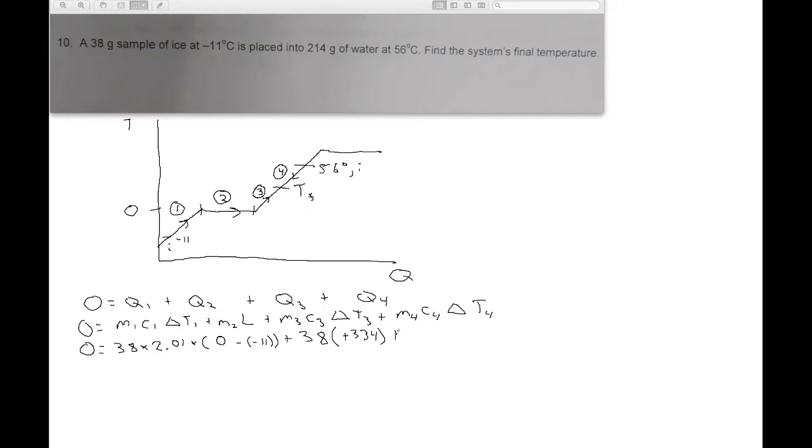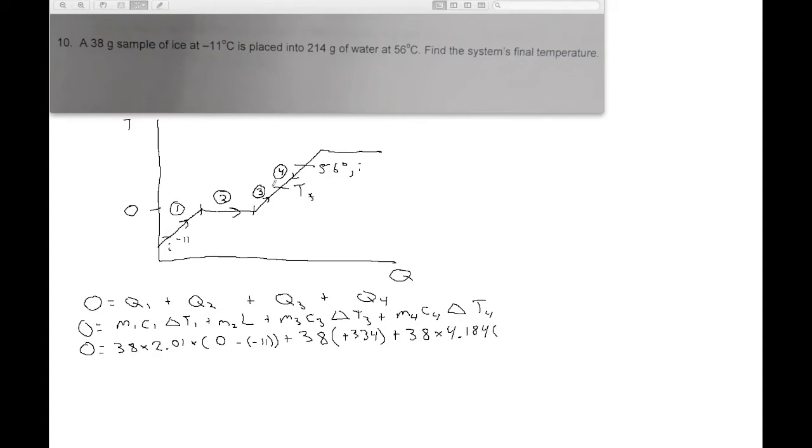Now for step 3, the key thing to keep in mind is that the sample in step 3 is the sample that originally started as ice, so its mass is still 38. But now in step 3, that sample isn't ice anymore. It is now liquid water, so its specific heat, C3, is 4.184.